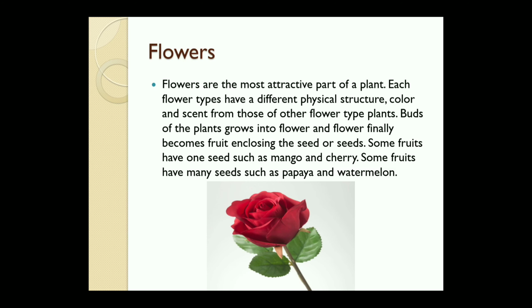Flowers. Flowers are the most attractive part of a plant. Each flower type has a different physical structure, color and scent from those of other flower type plants. Buds of the plants grow into flowers and flowers finally become fruit enclosing the seed or seeds. Some fruits have one seed such as mango and cherry. Some fruits have many seeds such as papaya and watermelon.